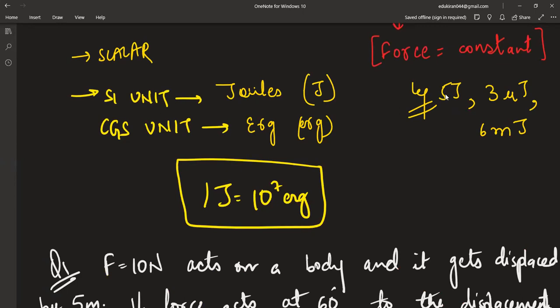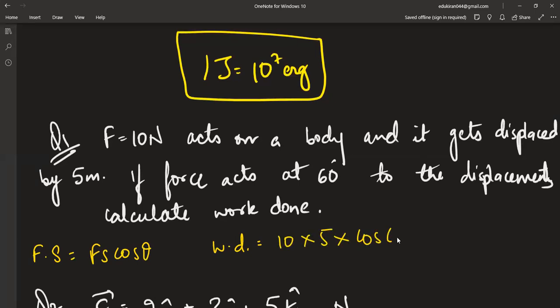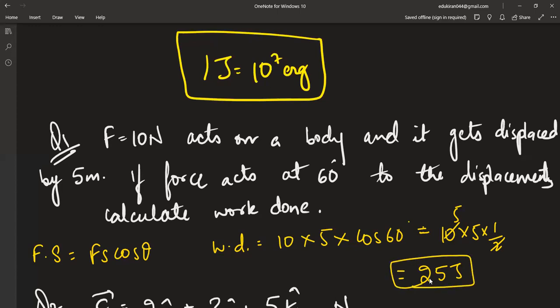We'll start with a very basic question. Just let me tell you how to use the formula. A force of 10 newton acts on a body and it gets displaced by 5 meters. The force is at 60 degrees to the displacement, calculate work done. So F dot S we will take, that is F s cos theta. So what is work done equal to? Force is 10, displacement is 5, and cos 60 degrees. That is 10 into 5 into half. This becomes 5. 5 multiplied by 5 becomes 25 joules. Like this, a very basic question.